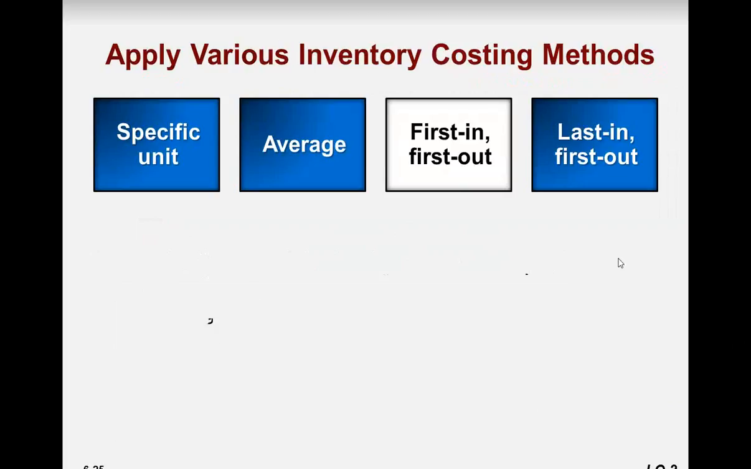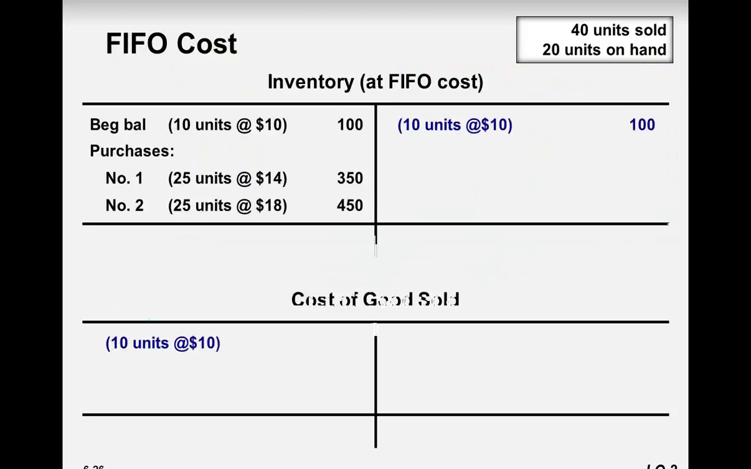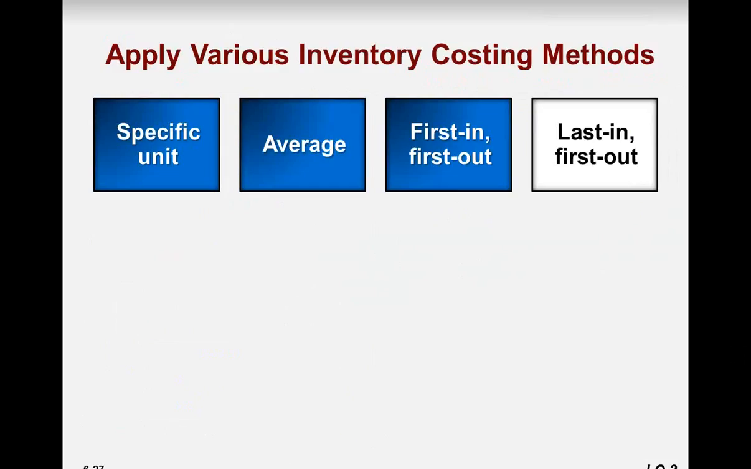So with first in, first out, this is the type of terminology we need to look for. The oldest items are assumed to be the first sold, and ending inventory is based on the latest cost incurred. We see those kinds of questions. Again, this is an example which, like I say, we're going to look at.